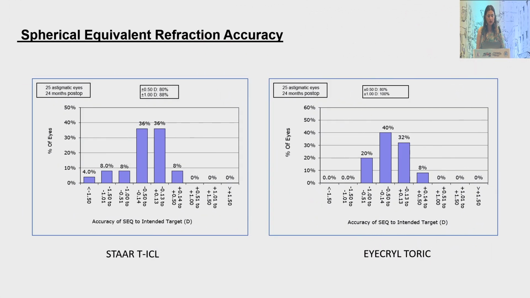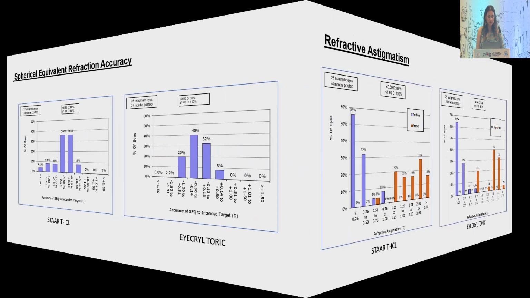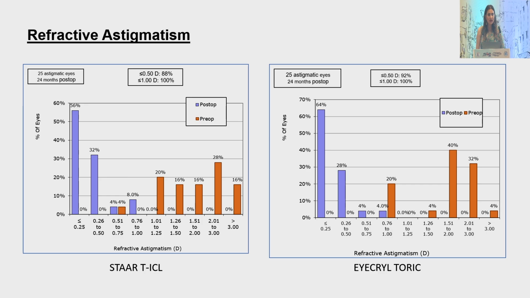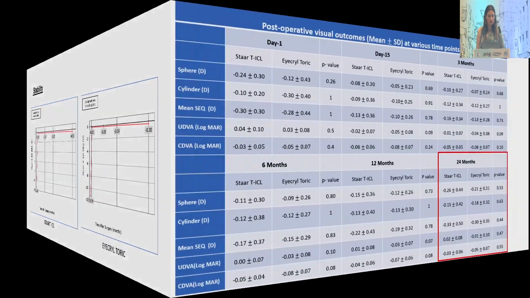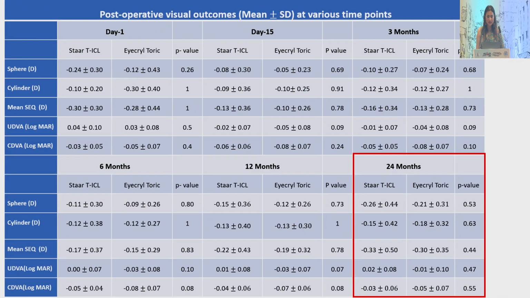Spherical equivalent accuracy was also similar, with 80% eyes achieving SE between plus minus 0.5 in both the groups. And with regard to astigmatism correction, outcomes were slightly better in the ICL toric group, wherein 92% eyes were within plus minus 0.5 range versus 88% in the star ICL. Stability at the end of 2 years was also comparable. This is data at 24 months.